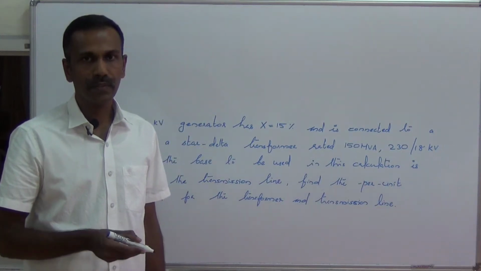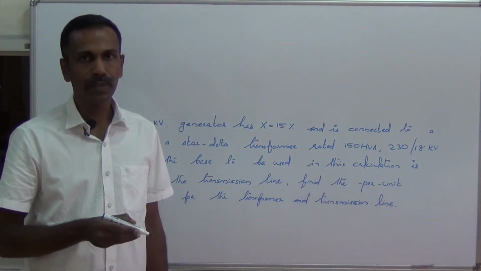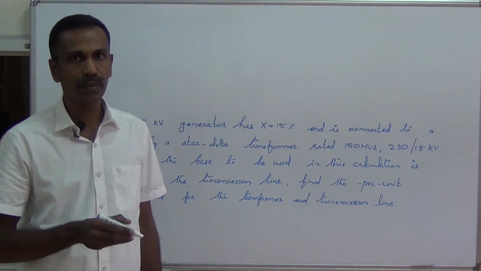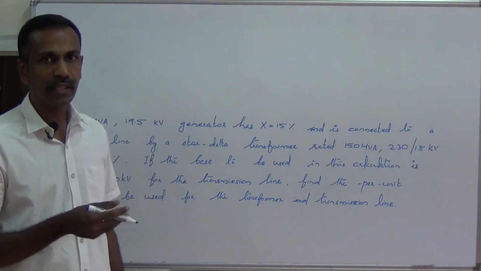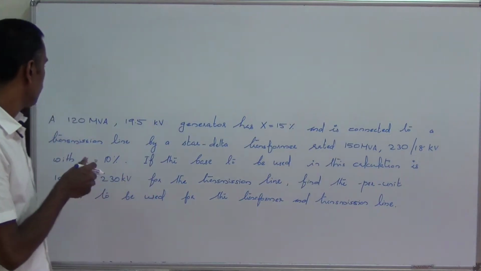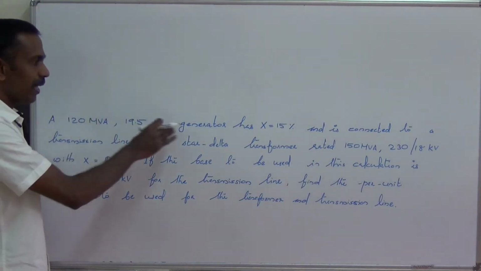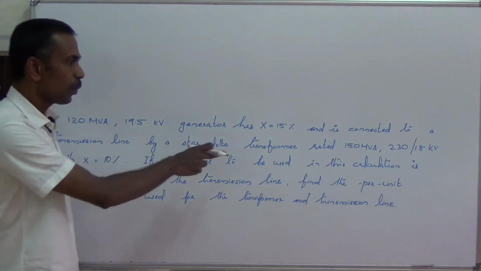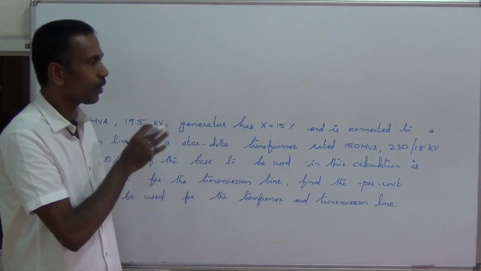In this session, we shall solve a numerical problem to convert the per unit reactance in one base value to the per unit reactance with another base value. In this problem, we have a generator. It is connected to a transmission line through a transformer. Let me draw the single line diagram.